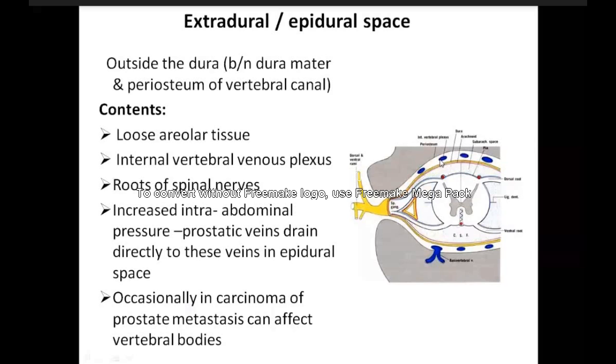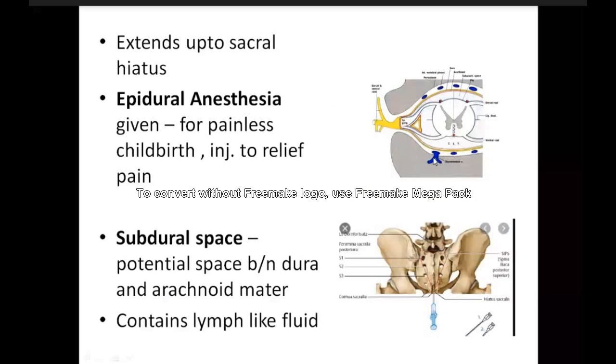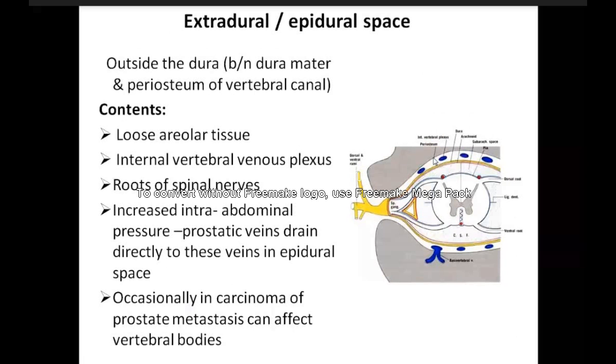These are the internal vertebral venous plexus, which is one of the important contents of the extradural space, and it also contains the roots of the spinal nerves. So this is the spinal nerve. It also contains the roots of the spinal nerves.